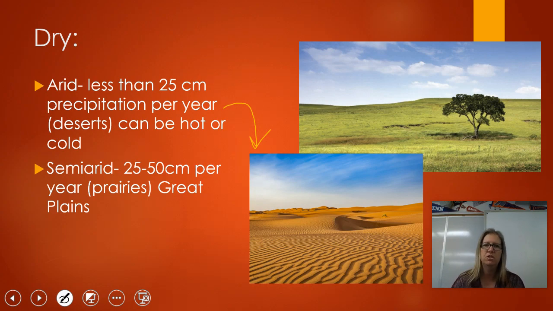The other subregion of the dry zone is known as semi-arid. So it's just kind of dry. Doesn't get a ton of rain, but it does get a little bit more than a desert. And that would be up here. That's the Great Plains, like prairies and grasslands are known as that semi-arid region, okay?